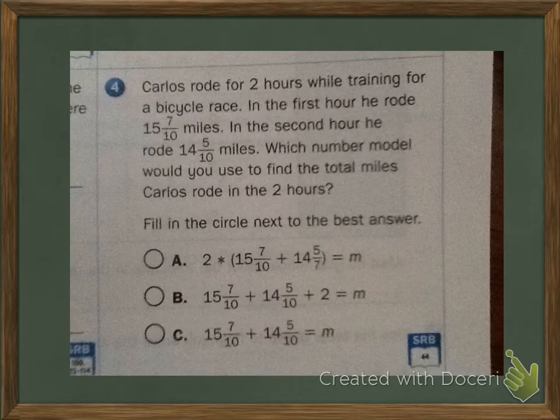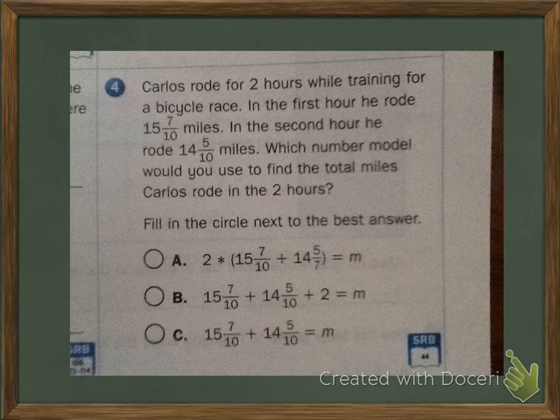Number 4 says Carlos rode for 2 hours while training for a bicycle race. In the first hour, he rode 15 and 7/10 of a mile. In the second hour, he rode 14 and 5/10 miles. Which number model would you use to find the total miles Carlos rode in 2 hours? Fill in the circle next to the best answer.